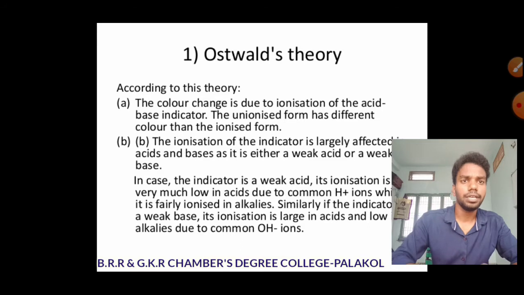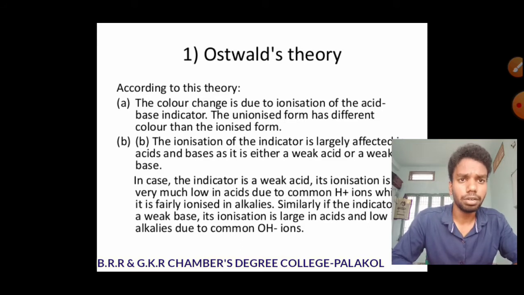So what it explains is that all these indicators ionize in aqueous solutions. In solutions it can ionize, right? If it ionizes into H plus and indicator minus, that is an acid indicator. If it ionizes into OH minus and indicator plus, that is a base indicator. So the indicator will exist in unionized form and ionized form. It shows different color in ionized form and in unionized form. That depends upon which solution it is present in, right?